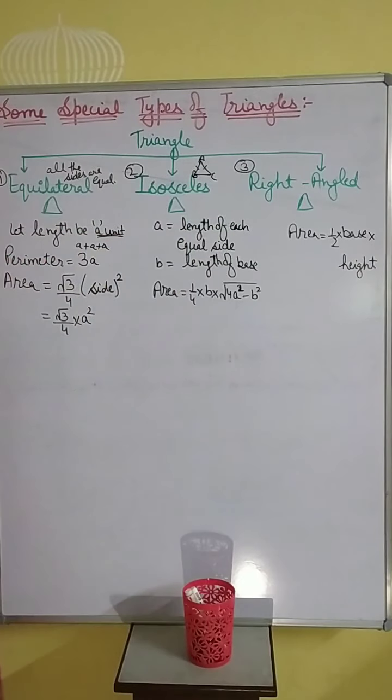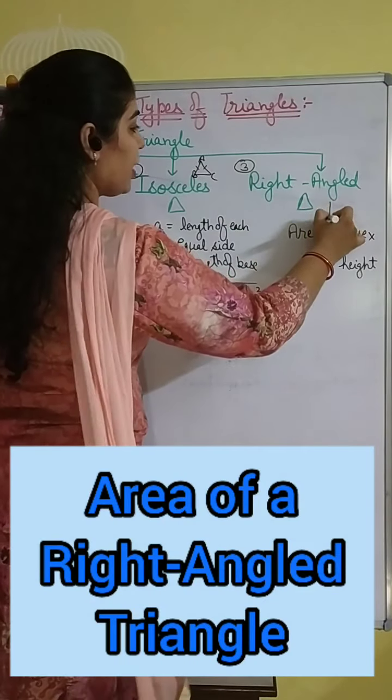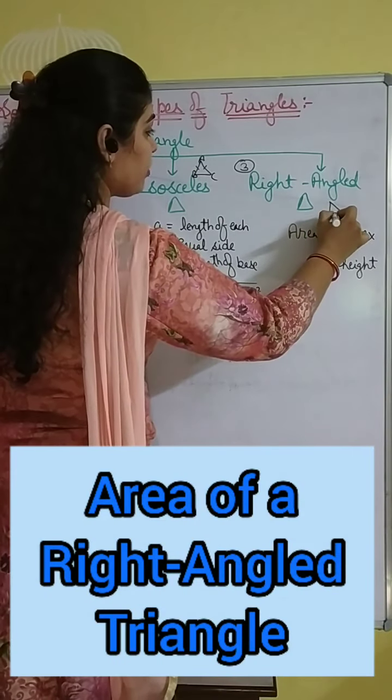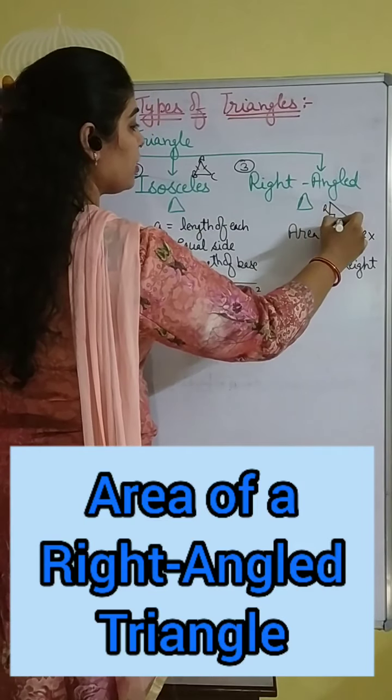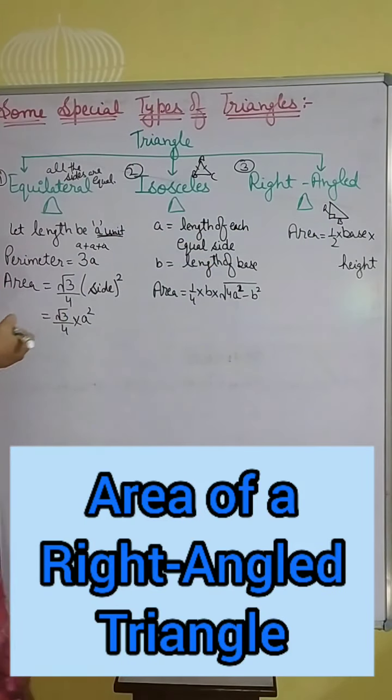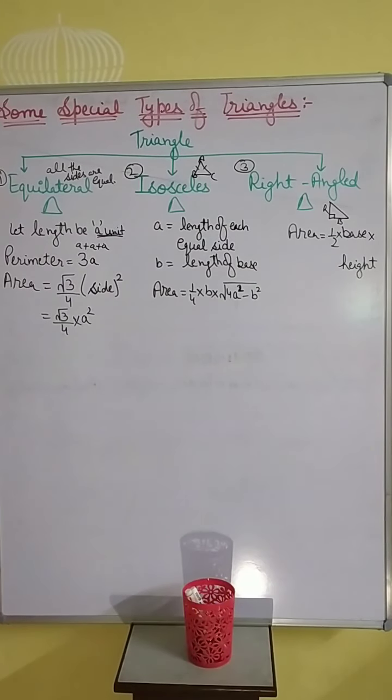Come to the third one. When we are talking about right angled triangle. Right angled triangle. This is right angled triangle. This is height. This is base. So area of a right angle triangle is half of base into height. ये हुआ हमारे पास इक्वेटरल ट्रायंगल, आइसोसेलेस ट्रायंगल और राइट एंगल ट्रायंगल का फॉर्मूला.